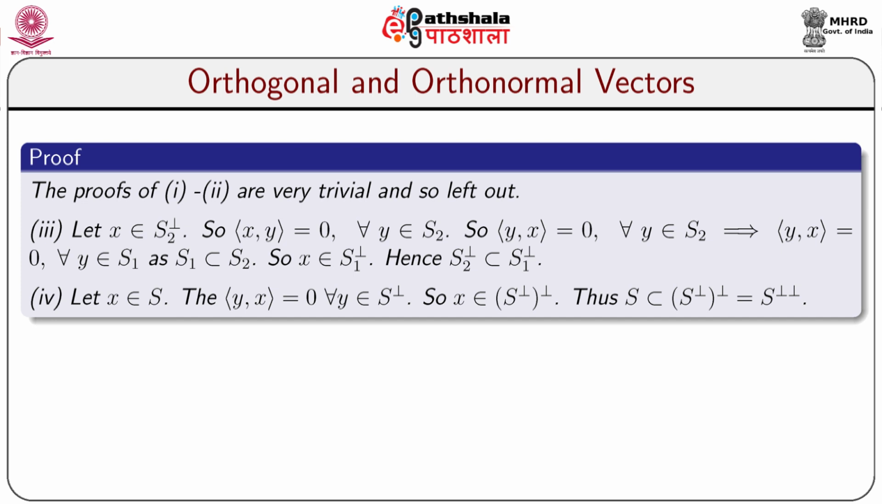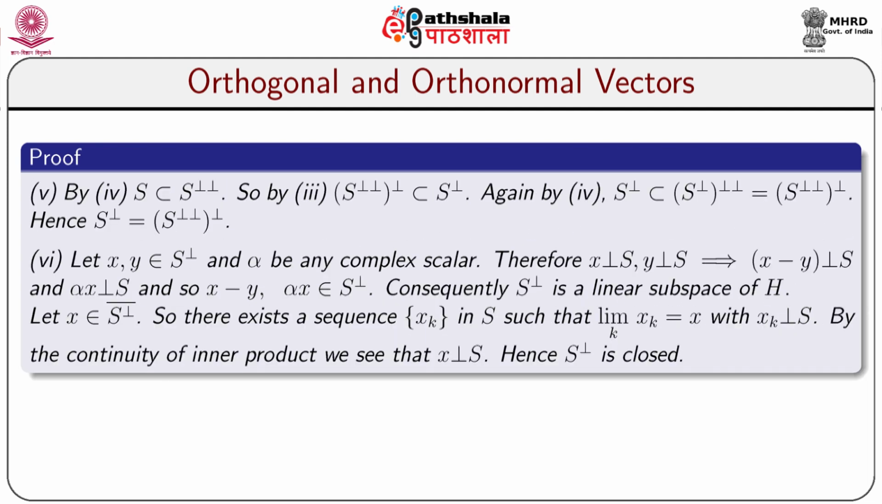For the proof of 4, let us take an element x belonging to capital S. Then inner product y comma x is equal to 0 for all y belongs to S perpendicular. So, x belongs to perpendicular of S perpendicular. Thus, S is a subset of perpendicular of S perpendicular, which is equal to S double perpendicular.